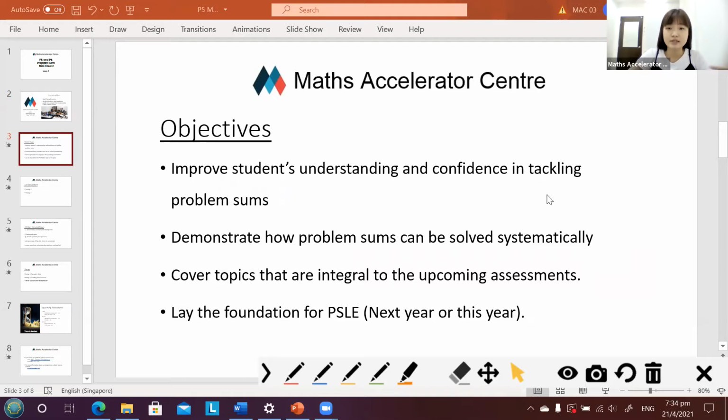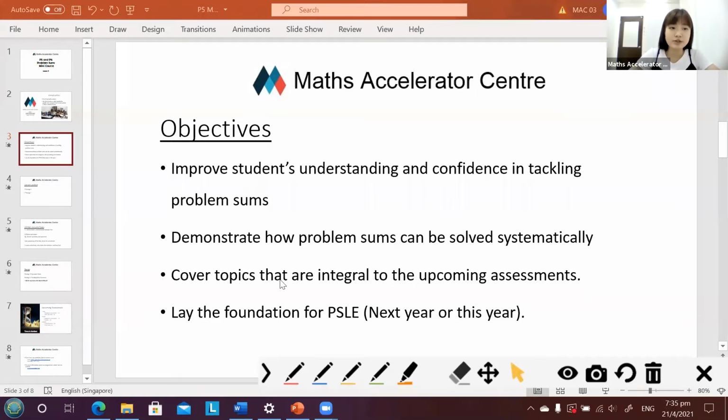Be it identifying the keywords, or maybe you don't know how to draw the model, we'll show you the step-by-step approach to do it. We also demonstrate how problem sums can be solved systematically. Like I said, mathematics is very systematic. You know the steps, and once you know the steps, you can just apply it and you'll be able to solve the question.